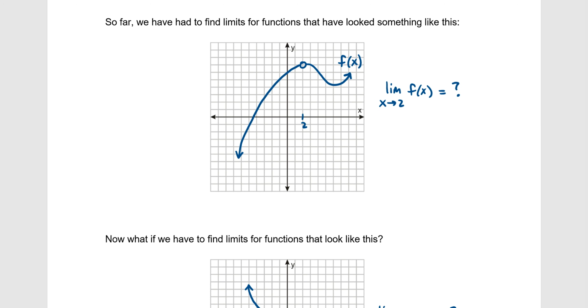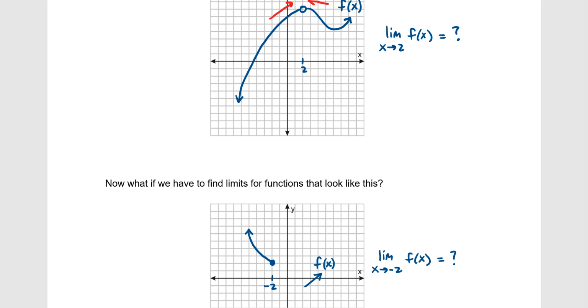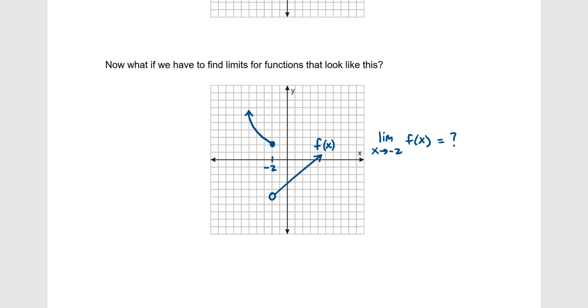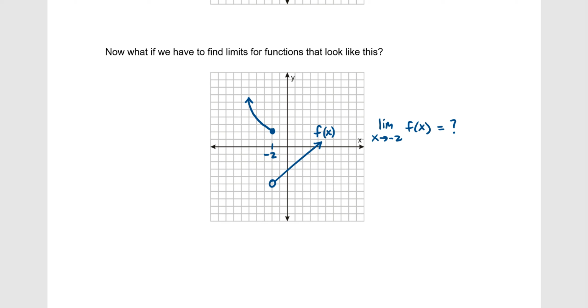And up until this point, we've had to find limits graphically looking something like this, where it says, what is the limit of f of x as x approaches 2? And then for this, we can just go ahead and take a look at what the y values are approaching. Now we're going to be doing something a little bit different. Now we're going to have something that looks like this.